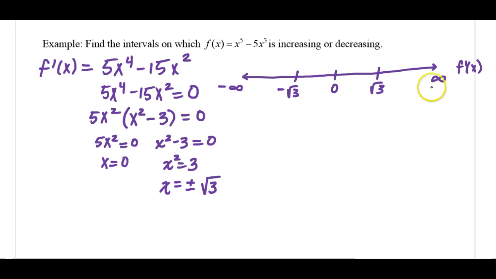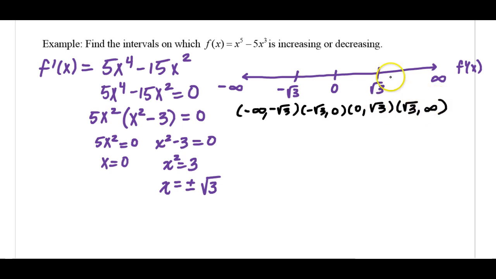So let's create all of the possible intervals. So my intervals are going to go from negative infinity to negative radical 3, from negative radical 3 to 0, from 0 to radical 3, and from radical 3 to infinity. So these are all my possible intervals where the derivative is either positive or negative.